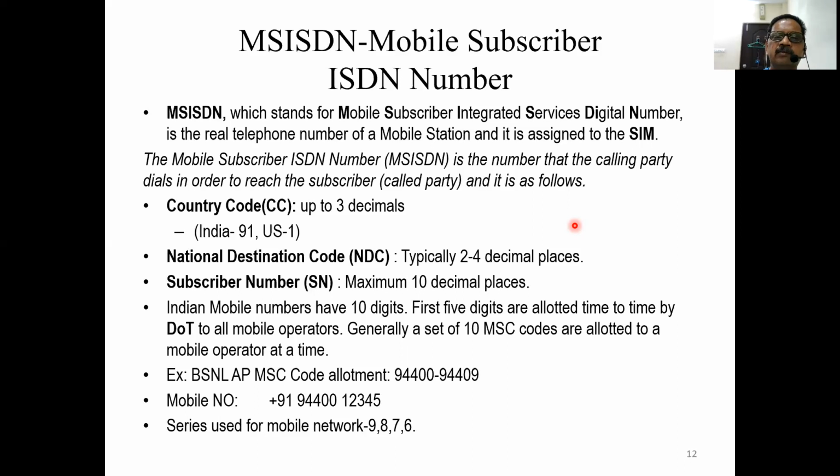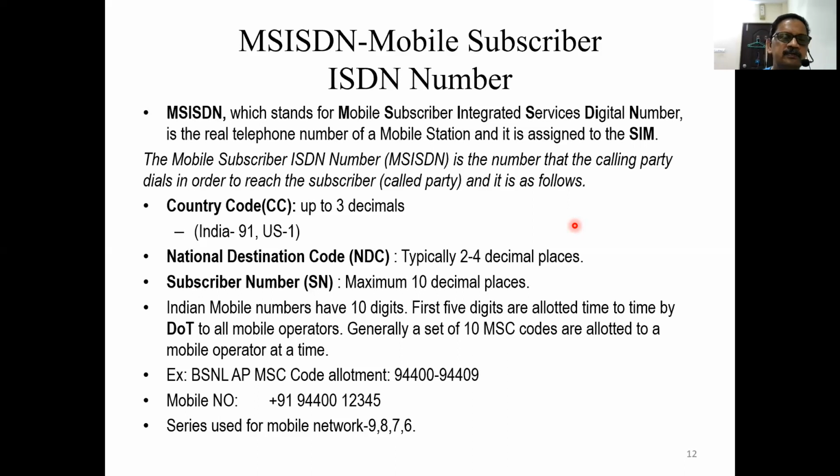This is the number which is to be dialed by a mobile user to speak with some other mobile user or landline user. This is the number by which you are identified. It is a public number. You share this information with your relatives or friends or known people.